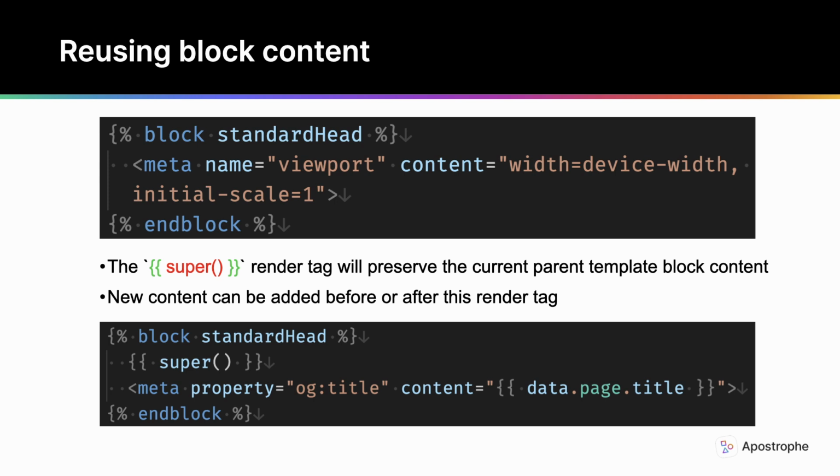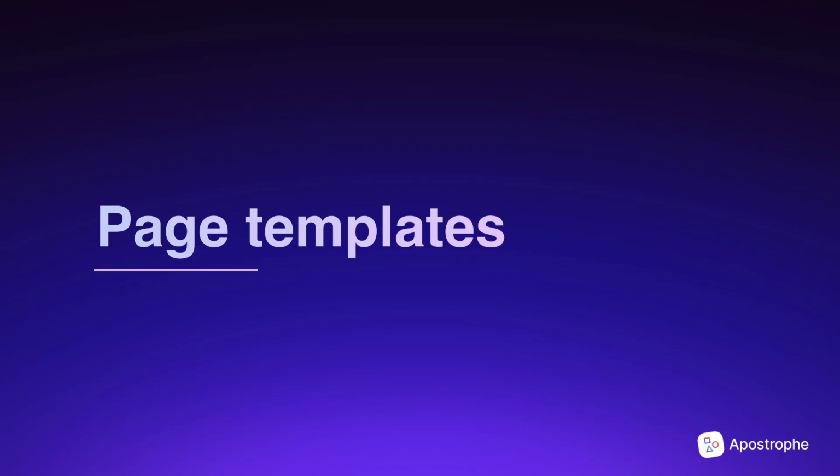The current contents of the block will be added wherever in your template block you use this renderer, so you could put new content before or after the parent template content. Now that our schema is done, let's create a basic template that simply displays the two areas that we added.